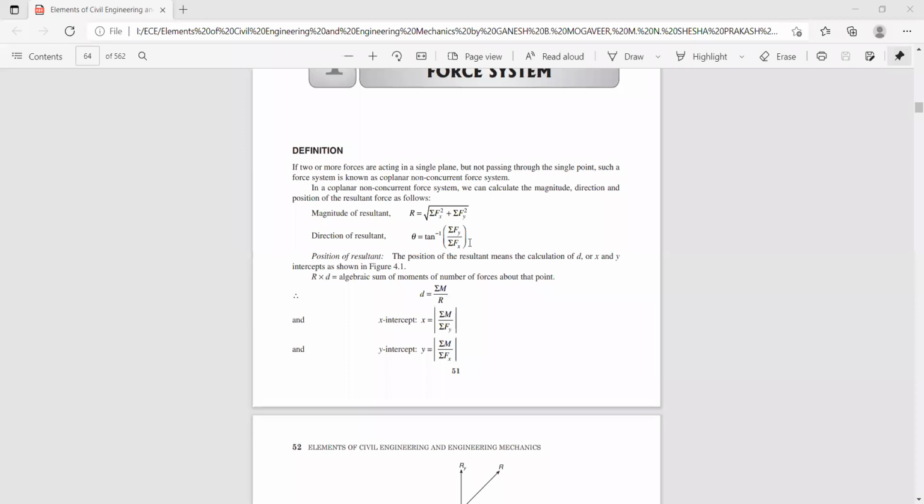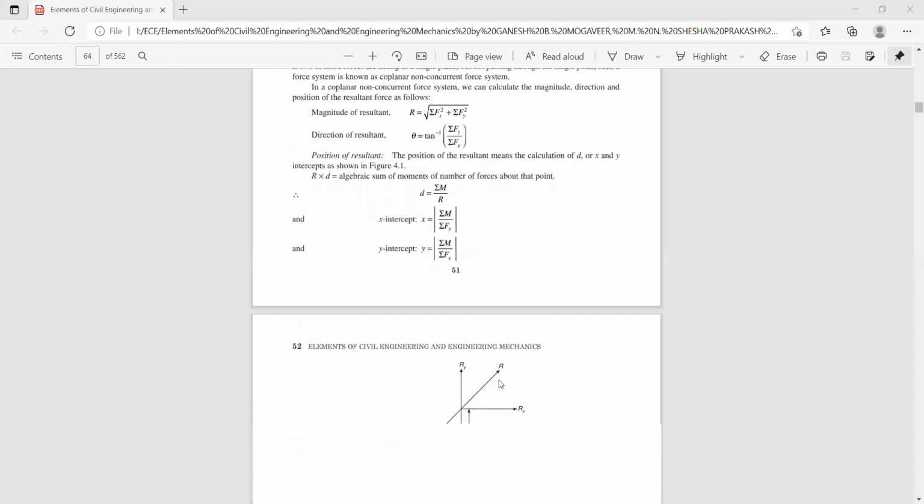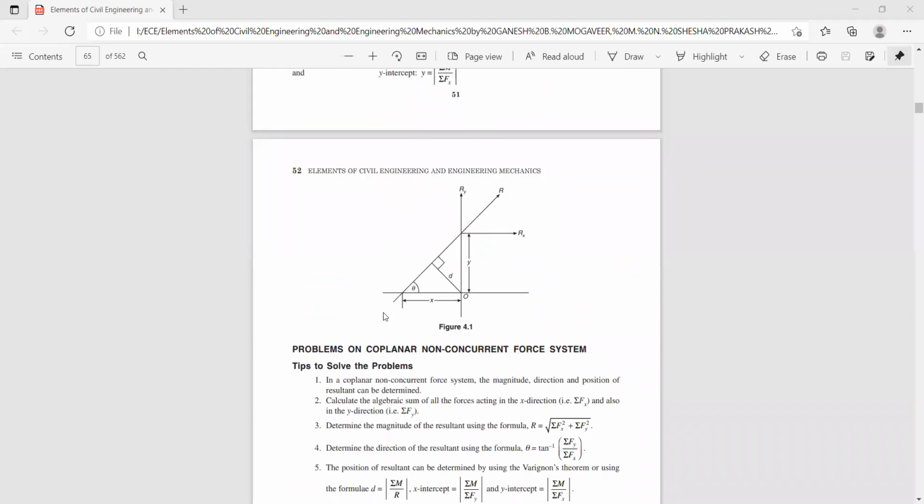Then you need to find the position of the resultant. That is, the moment of the resultant about any point equals the algebraic sum of the moments of the forces about that same point. Thereby we get the position of the resultant, and along with that, you can also find the x-intercept and y-intercept values of the resultant. These intercepts are the points where the resultant force intersects the x-axis and y-axis. You can see these points here: this is the y-intercept and this is the x-intercept of the resultant.